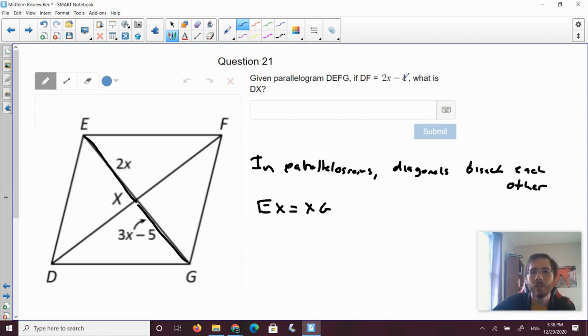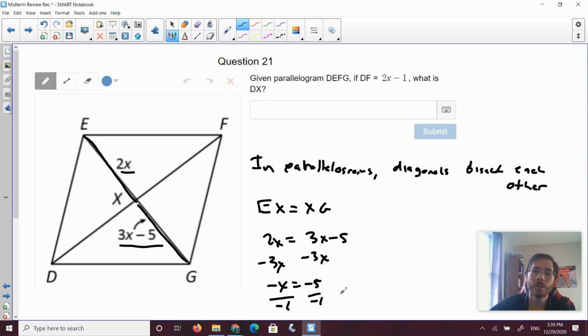So it looks like DF is going to have something involving x. So I think I'm just going to find out what x is right away. So EX over here, like we can see, EX is 2x. XG is 3x minus 5. All right, so we got another one to solve. I'm going to subtract 3x from both sides, then divide by -1 to get x equals 5.